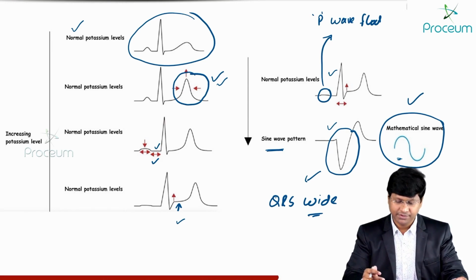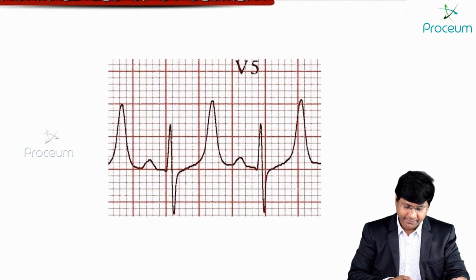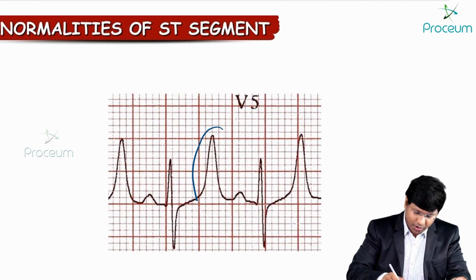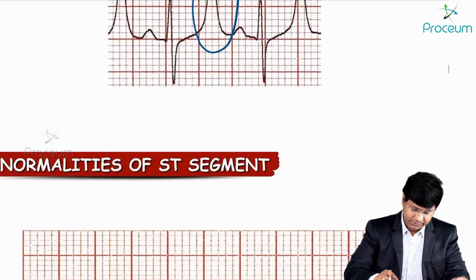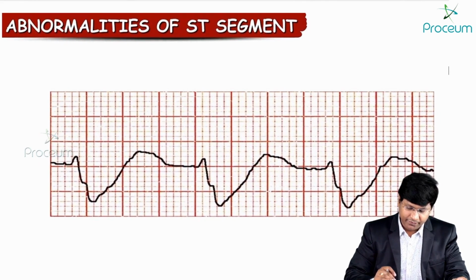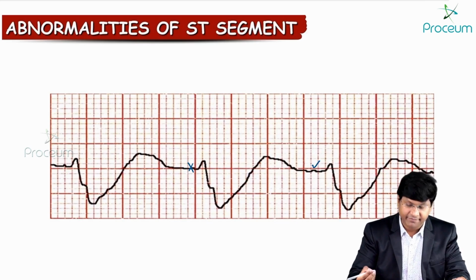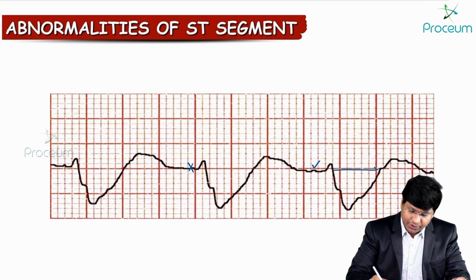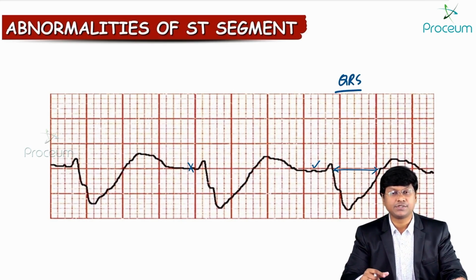Now let me show you the respective ECGs also. You see here, this is the ECG with tall tented T waves. And I'll show you the ECG strip of the classical sine wave pattern. You see, this is a classical sine wave pattern, what you see in case of very severe hyperkalemia. So you don't have the P wave. The P wave is almost flat. And you have the wide QRS complex. So this is what is called the classical sine wave pattern.